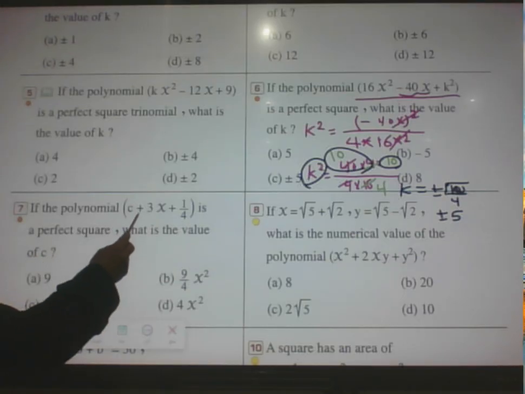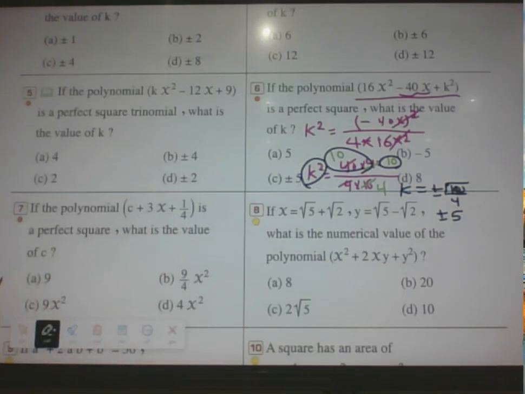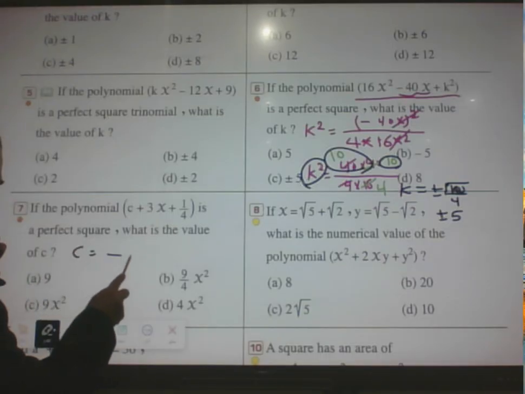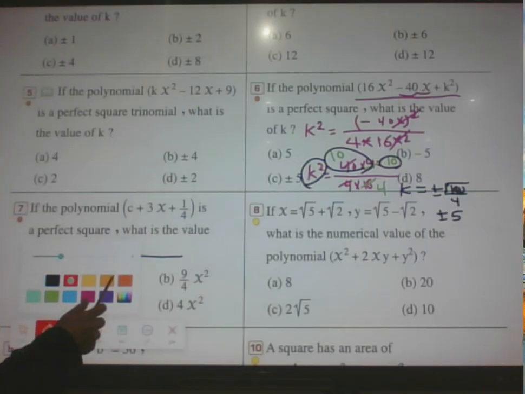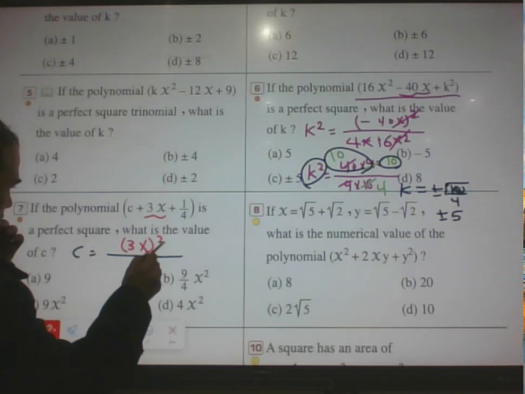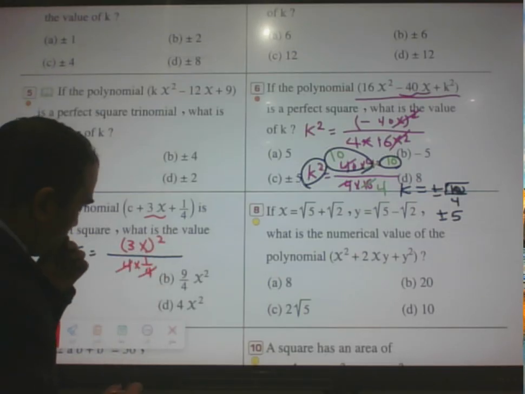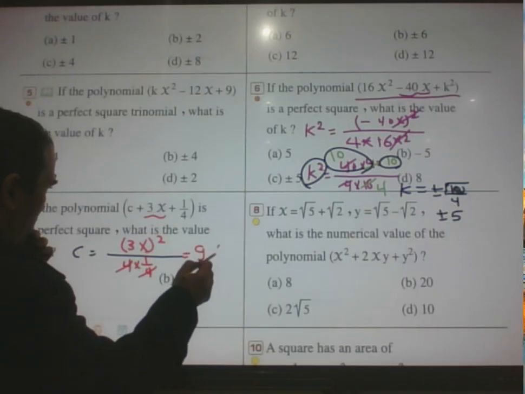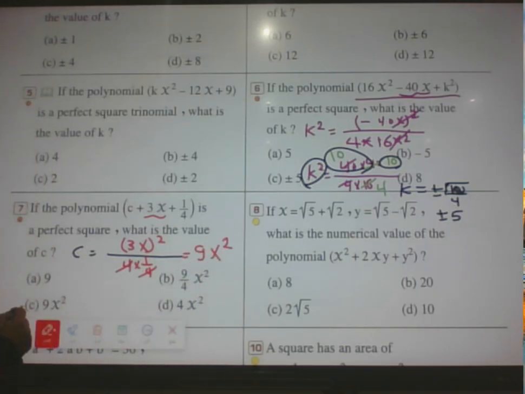Next question. If the expression c + 3x + 1/4 is a perfect square, what is the value of c? C here is the first term. We can raise the rule: c equals the middle term squared, (3x)², divided by 4 times the third term. 4 divided by 4 is 1, and 3 squared is 9, so 9x². The value of c equals 9x², because we have a perfect square.